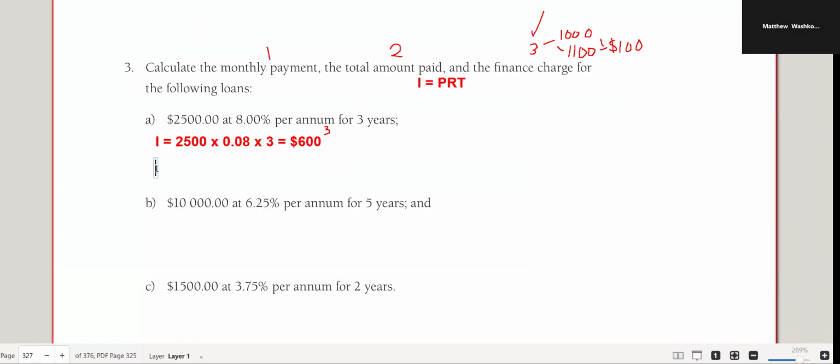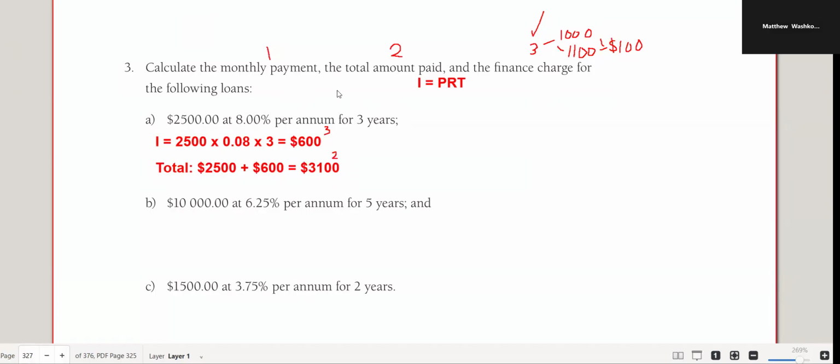The total amount paid, well, that's pretty simple, right? $2,500 is what I took. I have to pay $600 in interest. In total, I've got to pay this bank back $3,100. So there's the second thing.